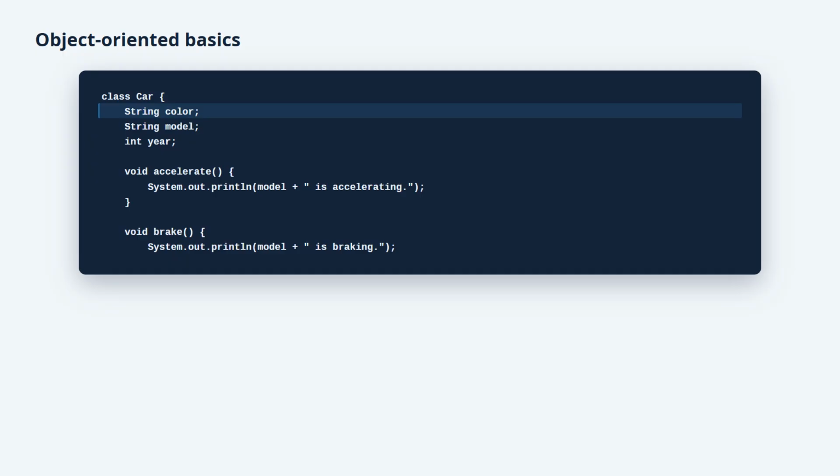Next, we have methods, which are functions that define behaviors of the object. So you could have methods like accelerate or brake that specify what actions a car can perform. Understanding these concepts is crucial, as they allow developers to create modular and reusable code, making programming in Java both efficient and intuitive. Let's move on to encapsulation, one of the key principles of OOP.